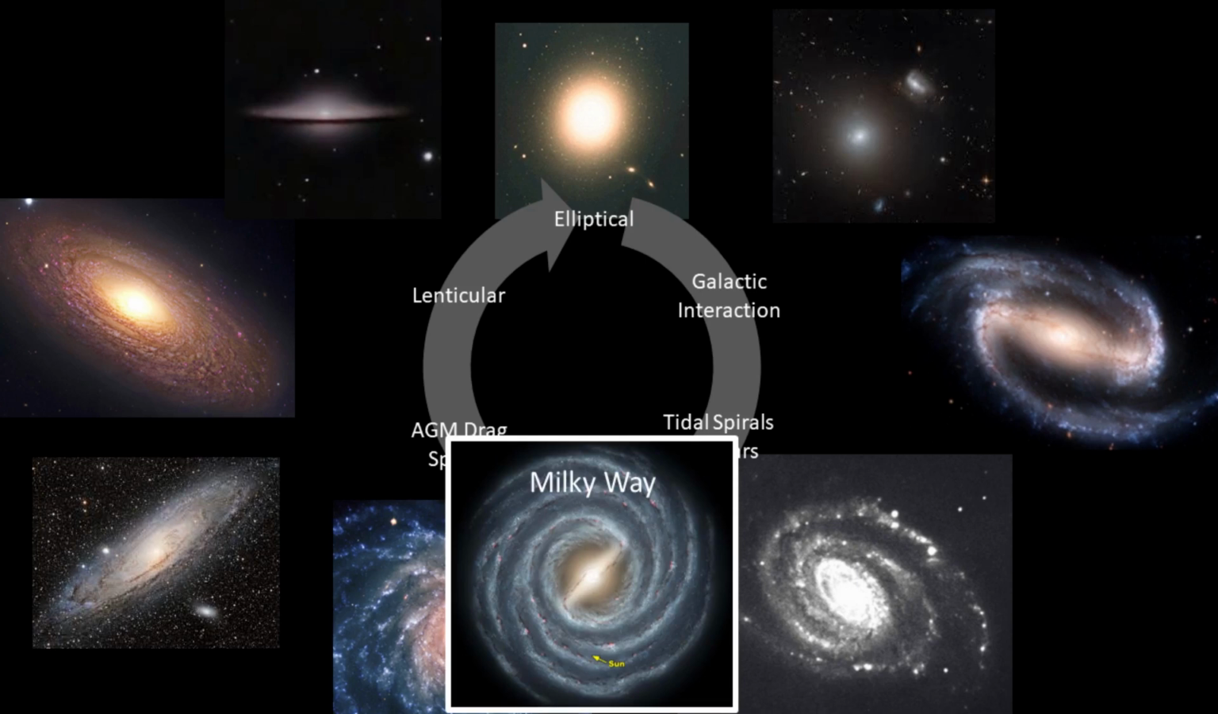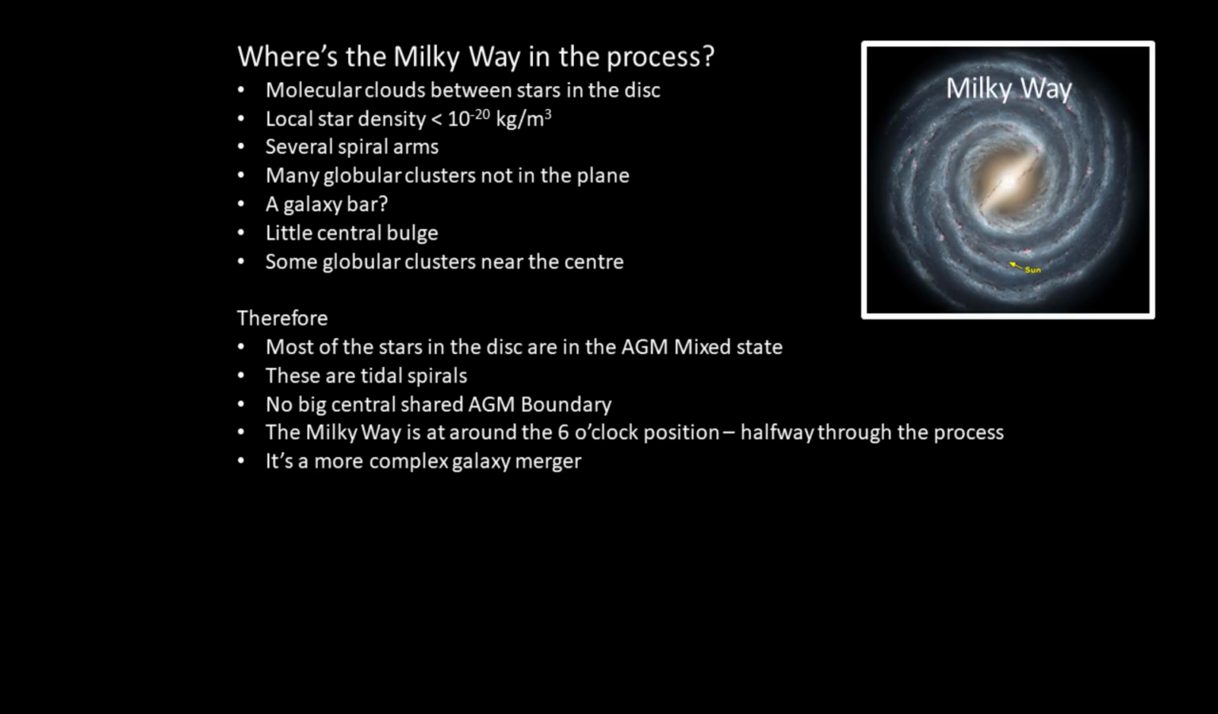So the Milky Way has been through the process of tidal spirals. The spirals have been broken up and the stars that were in them have been mixed with the anti-gravity matter. And now the galaxy bar is dissipating and AGM drag spirals have formed. However, the fact that there are many globular clusters away from the plane of the galaxy tells us that this process isn't quite as simple as the idealized diagram depicts. Possibly the precursor galaxies weren't elliptical, and maybe there were more than two of them.